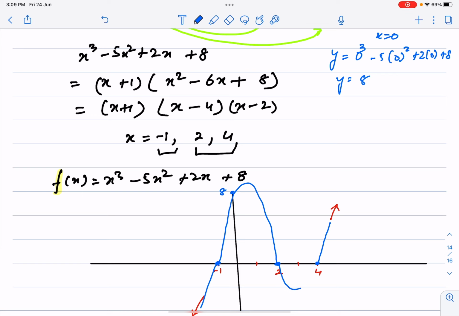So the graph will move like this, and then this. Now somebody may ask why it is like this, plus minus. That can also be explained by one theorem called the wavy method, or the wavy curve method rather.